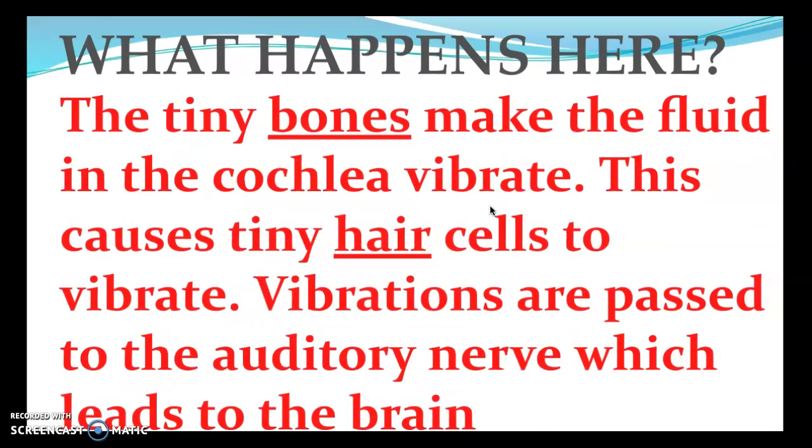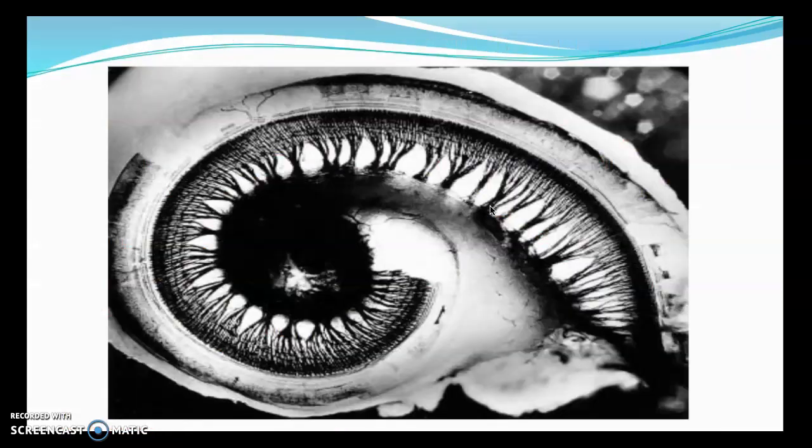So the tiny bones in the middle ear, that would be the hammer, the anvil, and the stirrup, make the fluid in the cochlea vibrate. This causes tiny little hair cells in the cochlea to vibrate, and the vibrations are passed to the auditory nerve at the end of the cochlea, which leads to the brain. Pretty cool stuff. This is what a cochlea looks like when you slice it in half. Like I said, pretty alien looking, but this is inside of your ear. It's amazing how well this thing works.